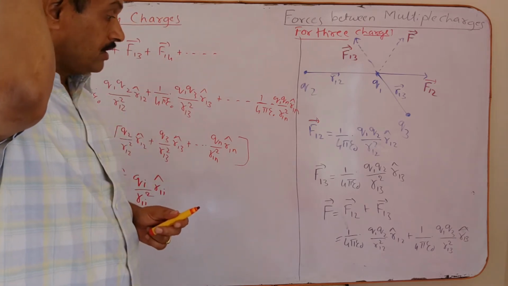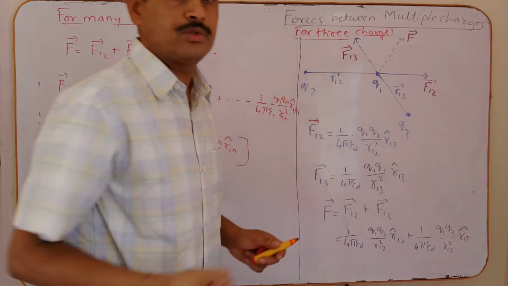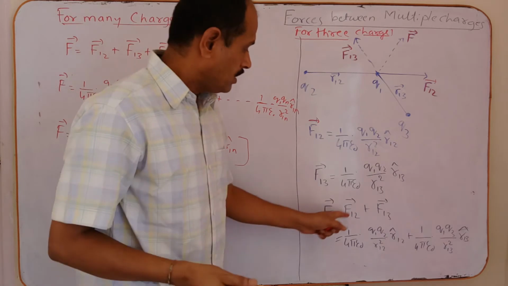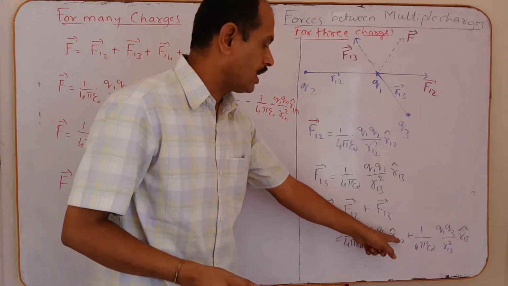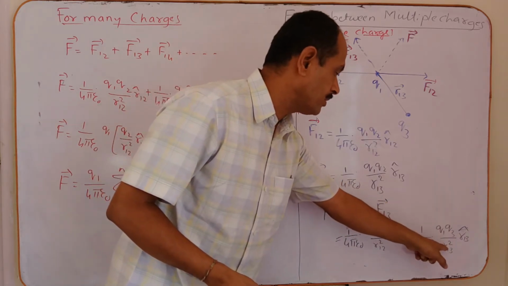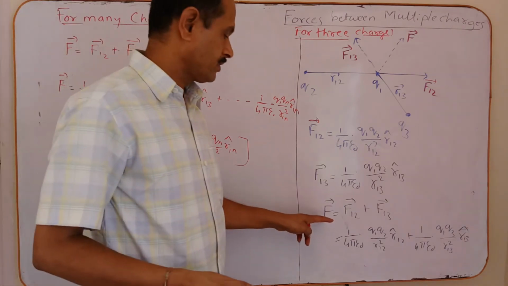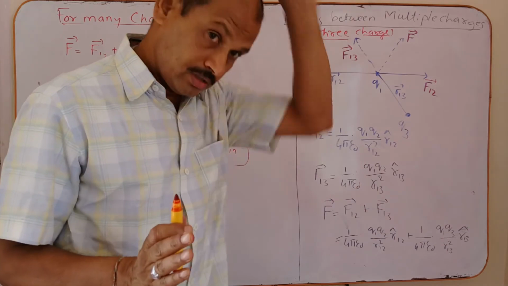According to the principle of superposition, the net force acting on Q1 is the vector sum of these two forces. That is 1 by 4 pi epsilon naught Q1 into Q2 by R12 square into R12 cap, plus 1 by 4 pi epsilon naught Q1 into Q3 divided by R13 square into R13 cap. This is the net force, the sum of these two vectors, but the magnitudes are not equal.